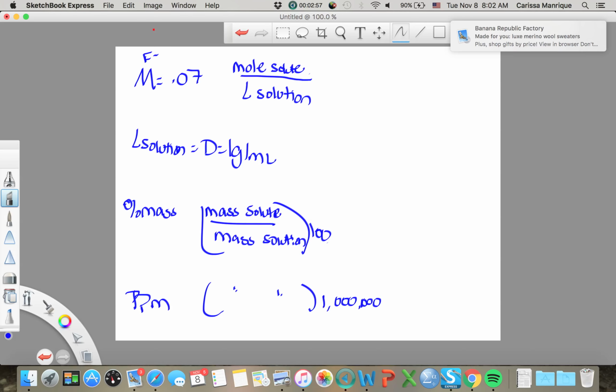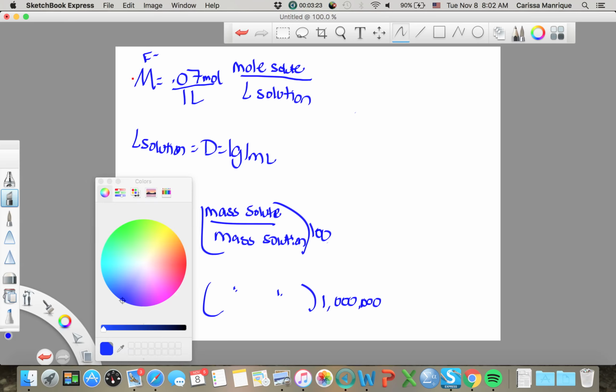Okay, so let's set this up. We have moles. Okay, so this is 0.07 and then over 1 liter. That's another way of writing it. This is our moles of solute, and this is our liters of solution. So anytime they just give you a number like 0.07 molarity, the top number is always your moles, and it's always over 1 liter.